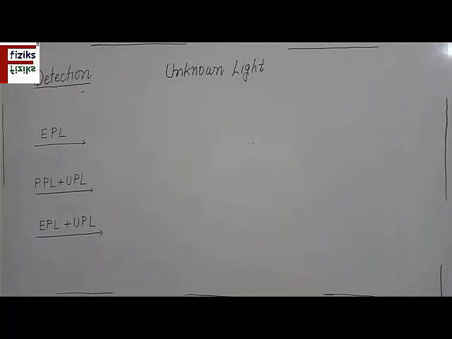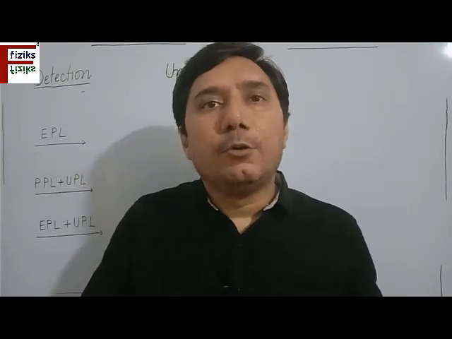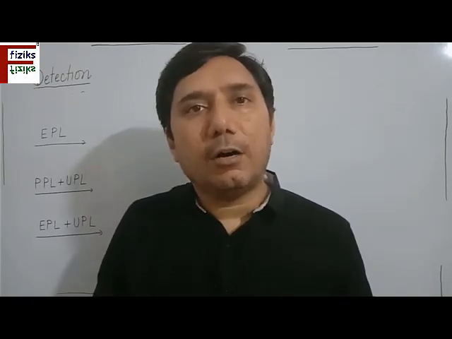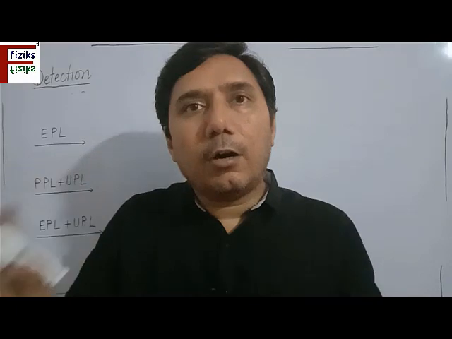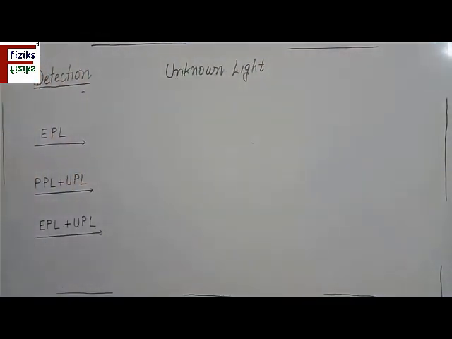So this is EPL. You are all aware that elliptically polarized light can be of two types: either a rectangular ellipse or a non-rectangular ellipse. In the case of a rectangular ellipse, the major axis of the ellipse will be parallel to the optic axis. And in the case of a non-rectangular ellipse, the major axis will not coincide with the optic axis. So first we will solve this problem.